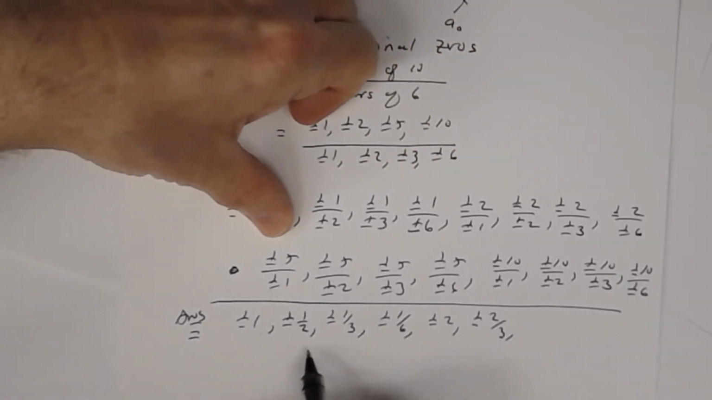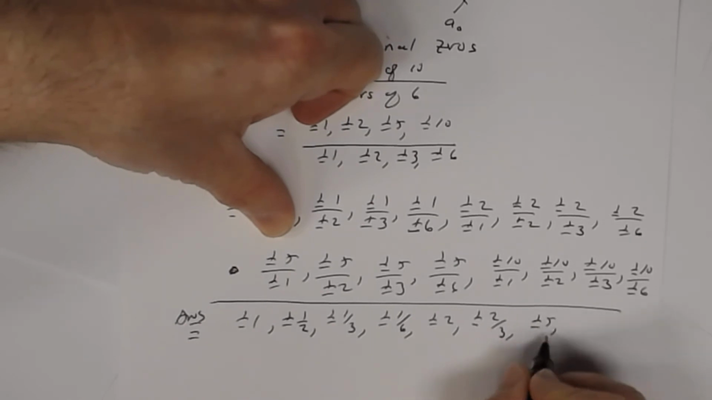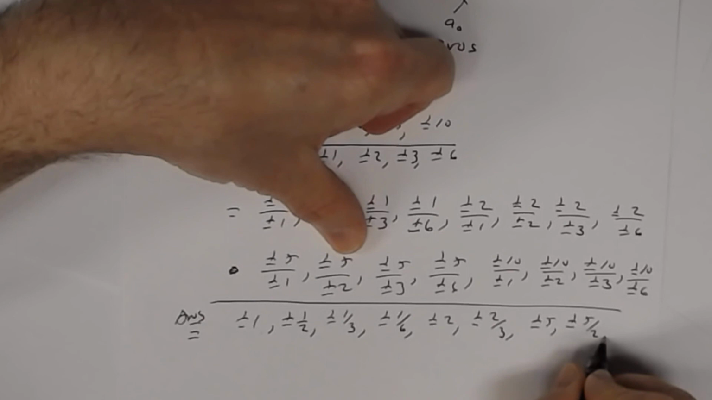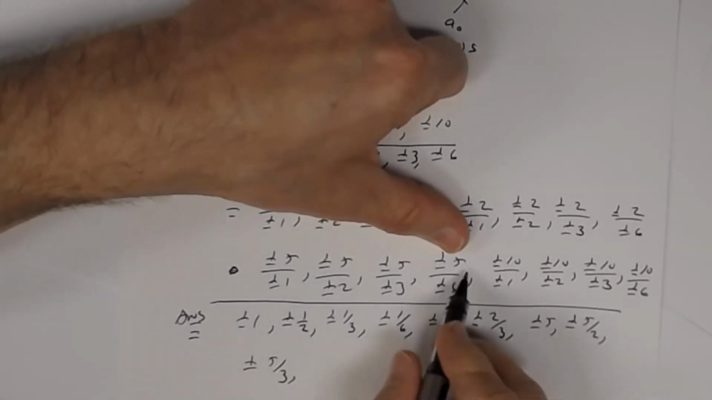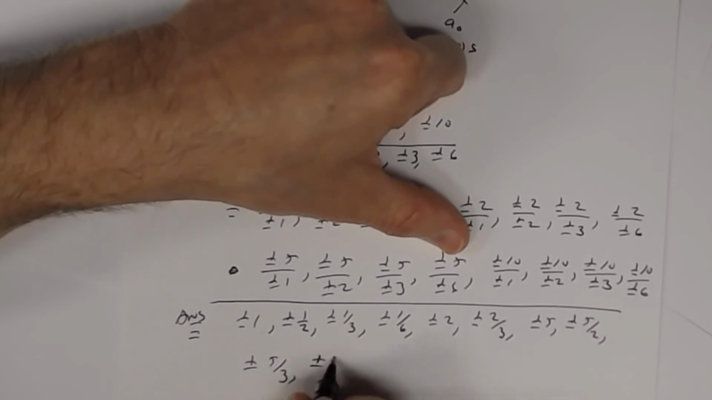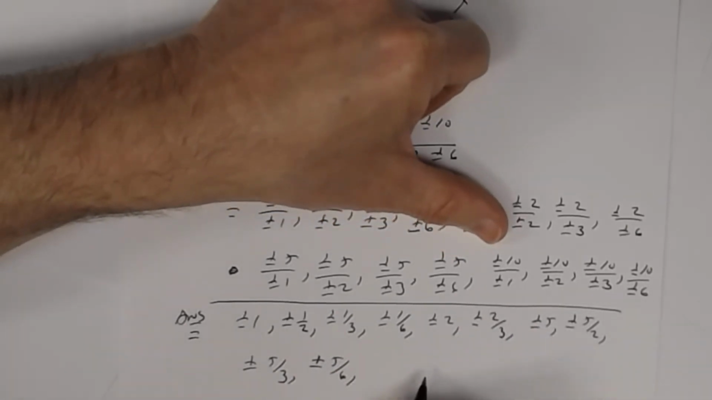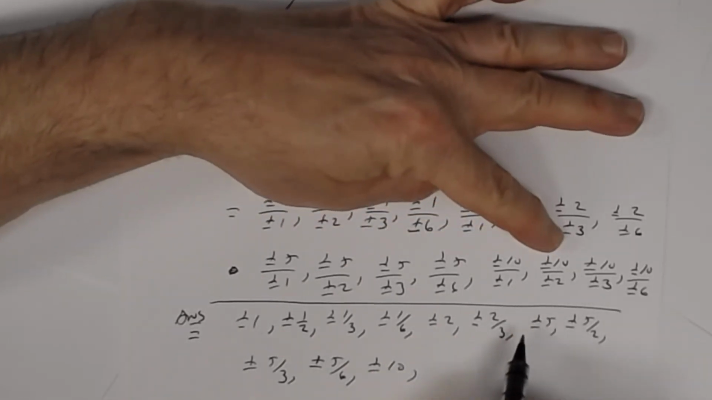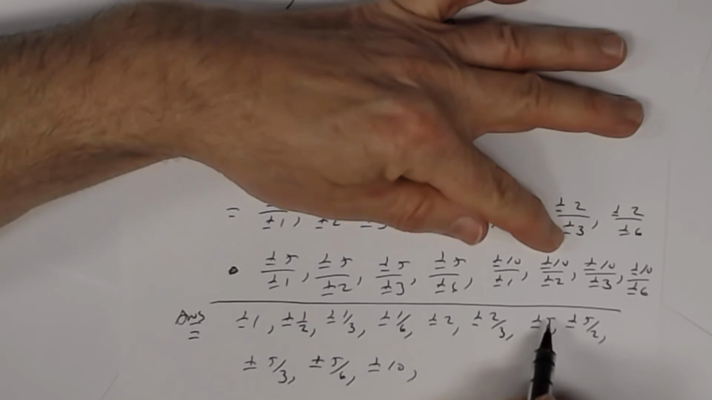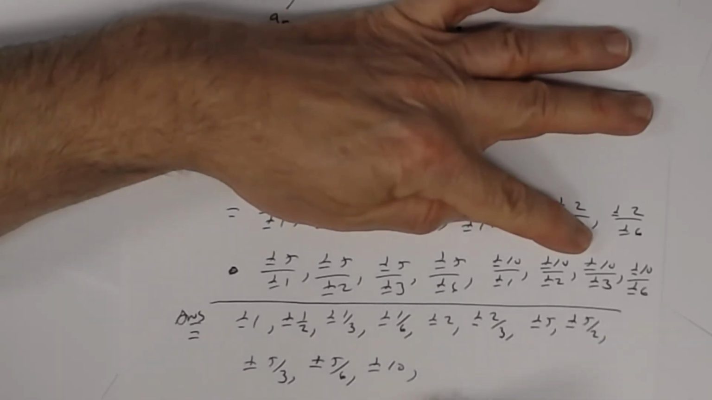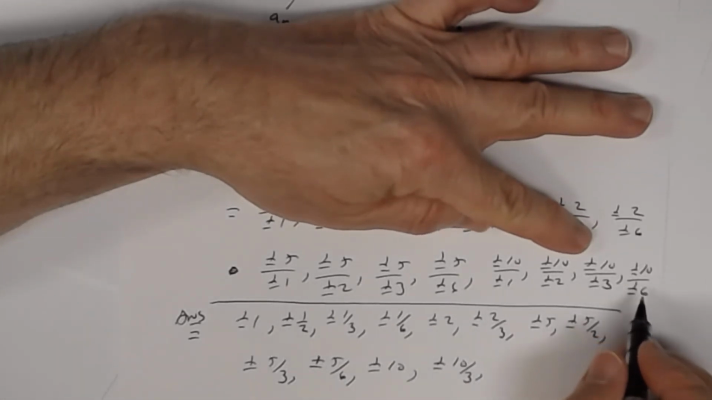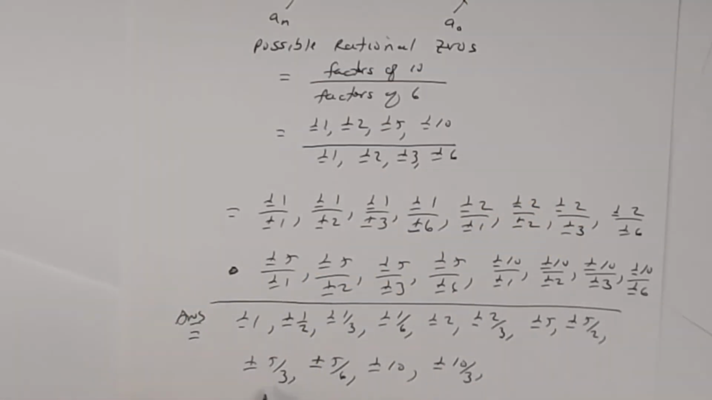5 divided by 1 is 5. I don't have it listed, so I must list it. 5 divided by 2, I don't have it listed. 5 divided by 3, I don't have it listed. 5 divided by 6, I don't have it listed. 10 divided by 1 is 10, and I don't have it listed. 10 divided by 2 is 5. I have it listed right here, right? Okay. 10 divided by 3, I don't have it listed. 10 divided by 6, remember reduce to lowest terms, is 5/3. I have it listed. So that's it.